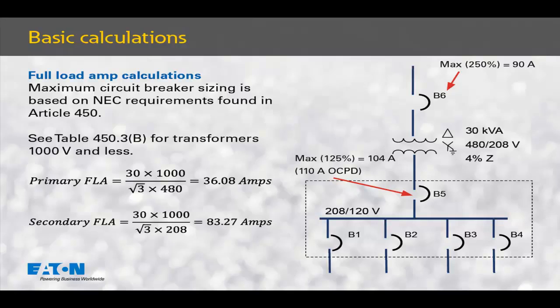The standard overcurrent protective device sizes can be found in Article 240 of the National Electrical Code. In NEC 2017, our reference is Table 240.6(A). This gives us the standard ampere ratings for fuses and inverse time circuit breakers.